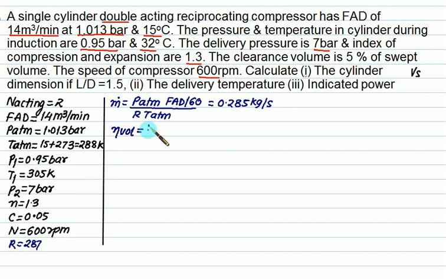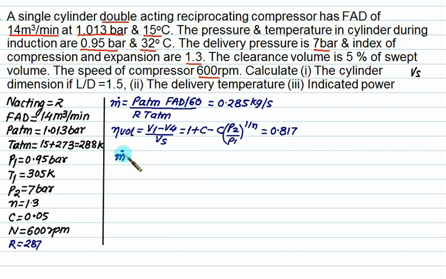But before this we'll calculate eta v, which equals V1 minus V4 divided by Vc, and is also given by 1 plus C minus C into P2 by P1 to the power 1 by N. Since the index of compression is the same as the index of expansion, we'll write 1 by N. So we have C equals 0.05, P2 equals 7 bar, P1 is 0.95 and N is 1.3. So eta v comes out to be 0.817.